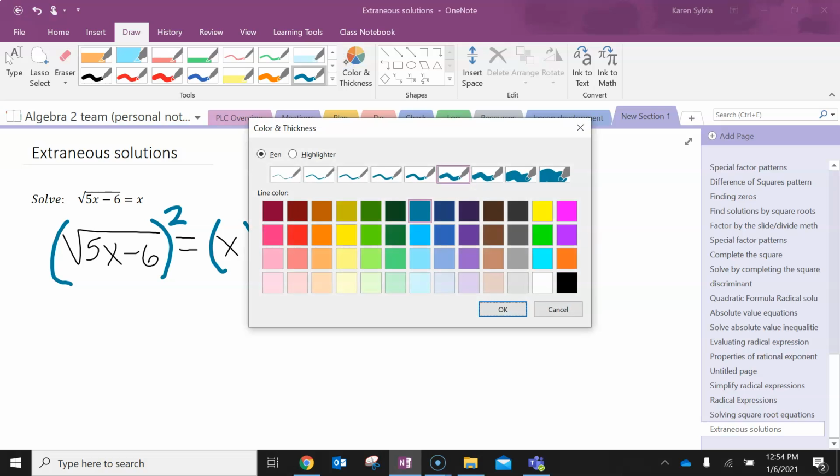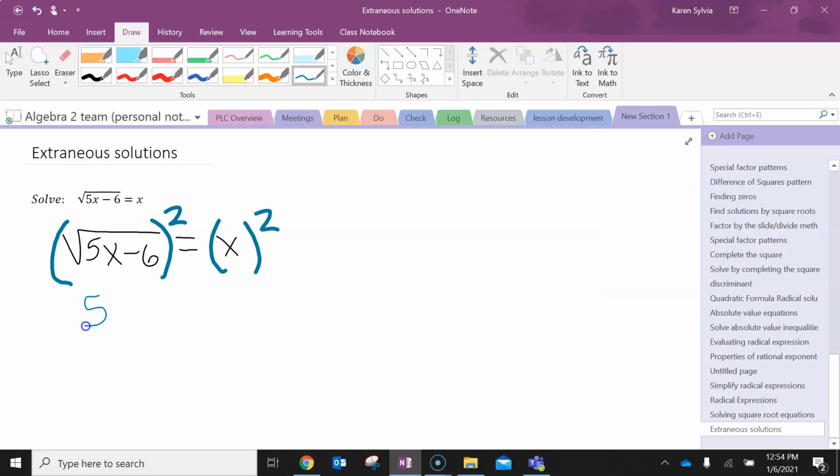Now what I end up with as a result: the left side becomes 5x minus 6, with the radical disappearing, and the right side becomes x squared. So as stated in the notes above, that means I'm going to have a quadratic since it becomes x squared.